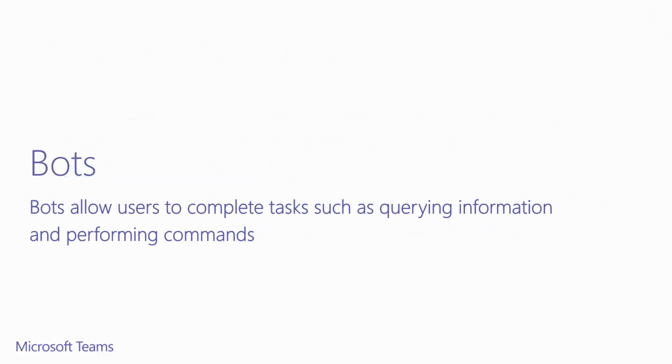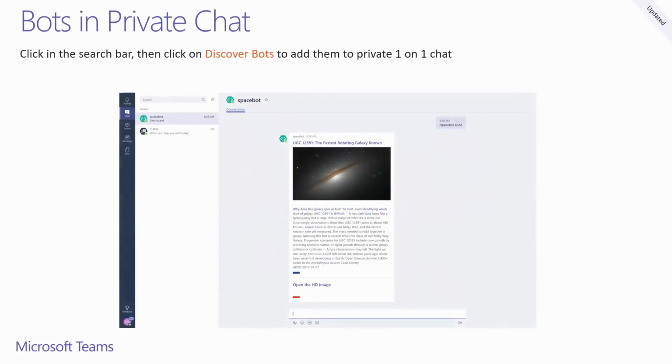We have also integrated bots into Microsoft Teams. To add bots to a private window, click on the search bar. A drop-down will appear and you'll see an option to discover bots. You can directly interact with these bots in chat without having to mention them.